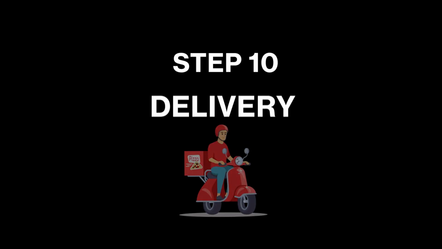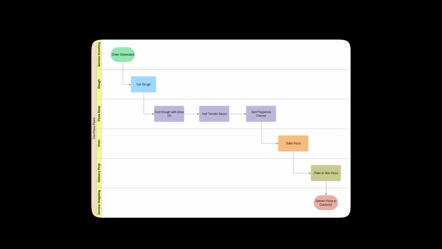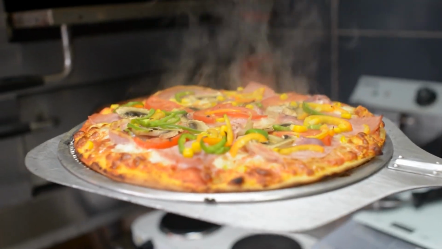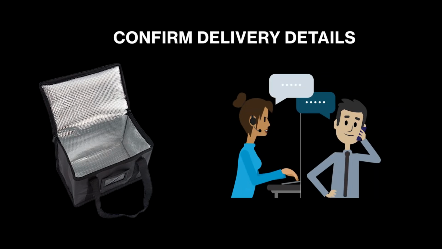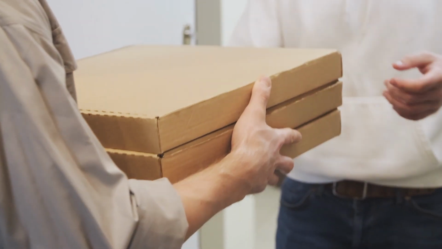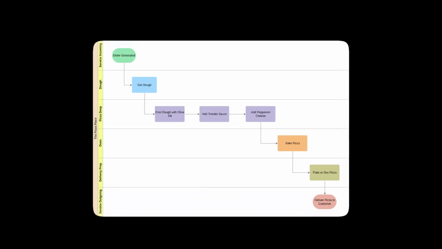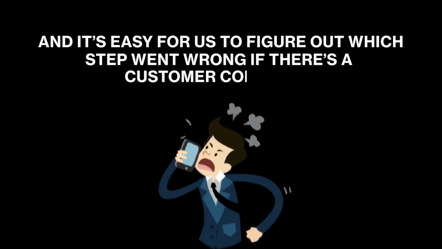Step 10. Delivery. Finally, in the last step of our flowchart, we'll ensure that the pizza is delivered hot, fresh, and without defects. We'll use insulated bags for delivery and confirm delivery details. If the order was a pickup, we'll verify it with the customer before we hand it off. You see, by using a flowchart, we have a better understanding of the process, we have standardized the workflow for every employee, and it's easy for us to figure out which step went wrong if there's a customer complaint.